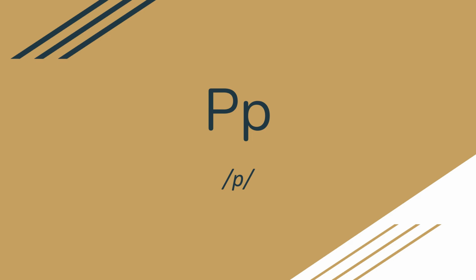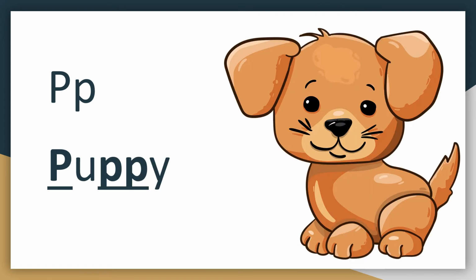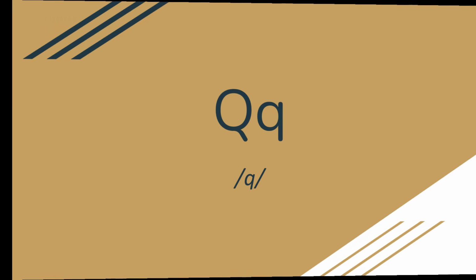P. Join with me. Let's take some examples. Pig. Puppy. The first letter and the middle letters sound P. Let's take another example.